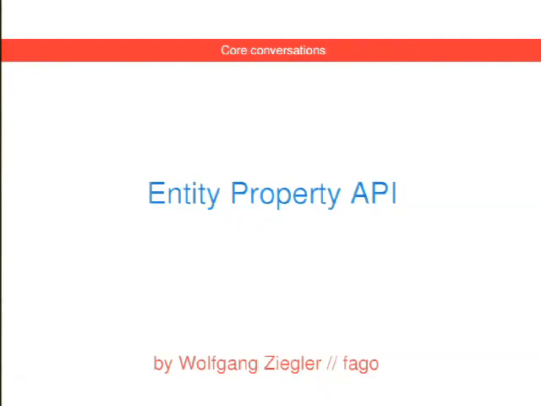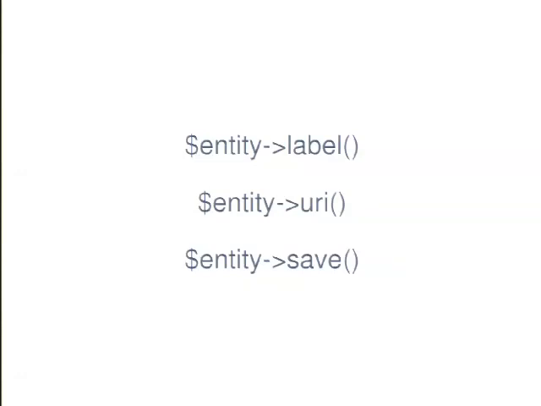So I want to shortly talk about the entity property info. If you think of an entity in Drupal 7, when you have the entity object in code and you just know it's an entity and you don't really know its type, the problem is that you can't really do a lot with it, right? So in core, if you know the entity type, you can do some stuff like getting the label, the UI, and also it would be nice to save it once we have the CRUD thing in Drupal 8.